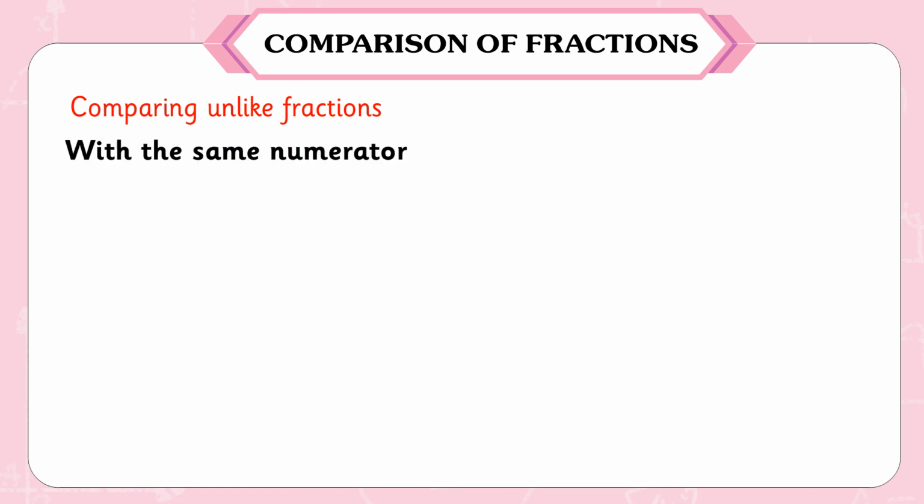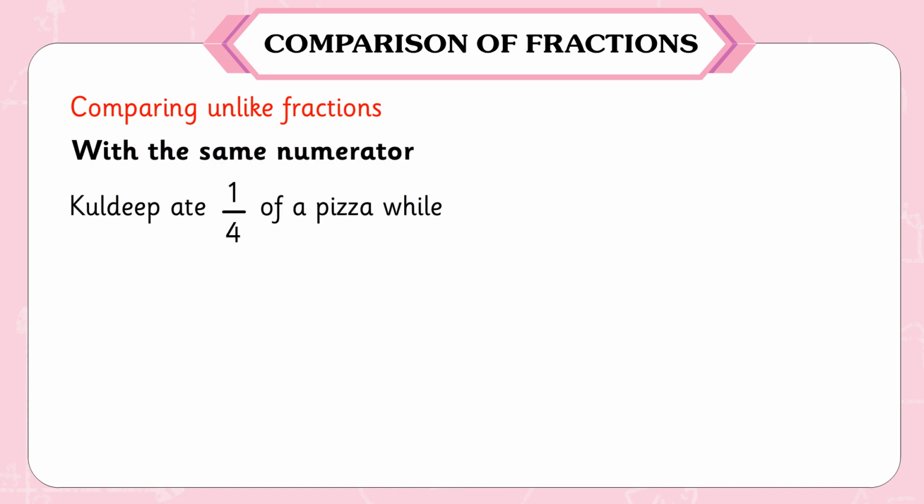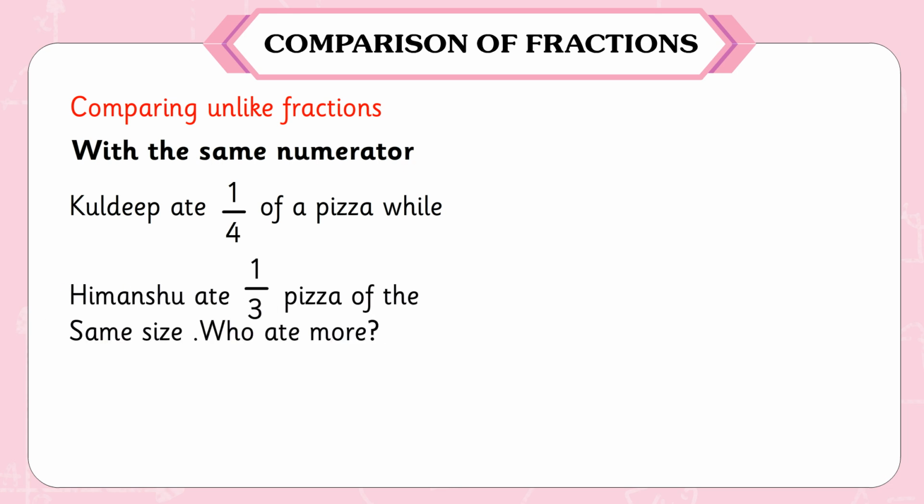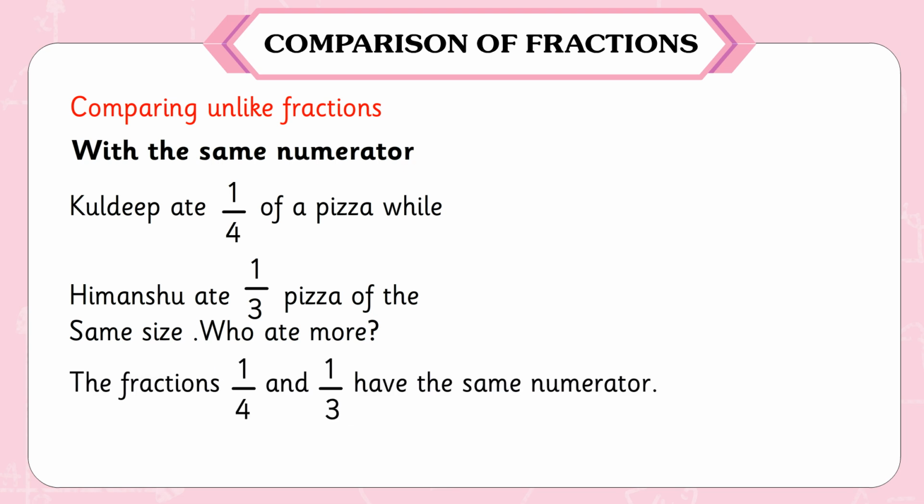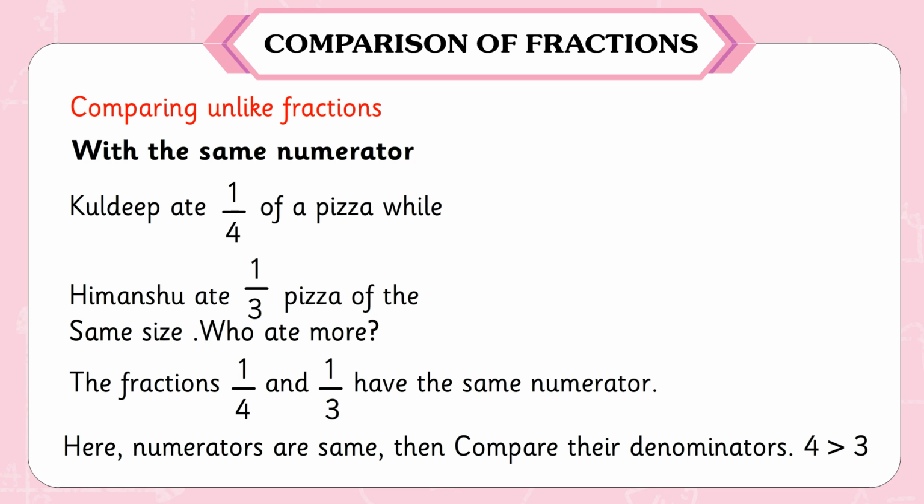Comparing unlike fractions with the same numerator. Kuldeep ate 1/4 of a pizza while Himanshu ate 1/3 of a pizza of the same size. Who ate more? The fractions 1 by 4 and 1 by 3 have the same numerator. Here, numerators are same. Then compare their denominators.